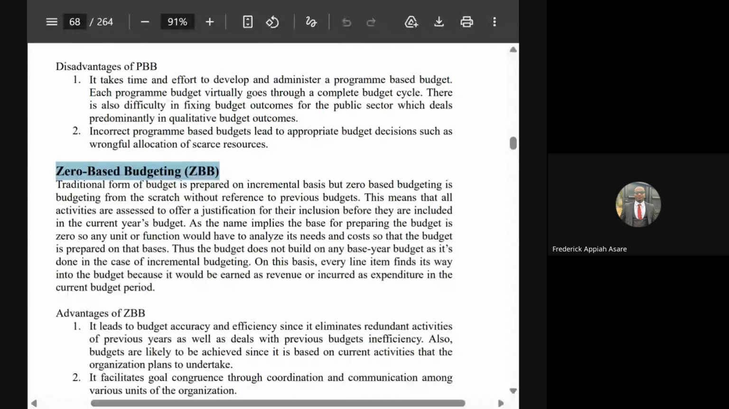So it's like I ask you to prepare a budget for me. You start from scratch. You take every item and you attribute funds to it. That is why it is zero-based. So it has no basis. This means that all activities are assessed to offer a justification for their inclusion before they are included in the current budget. So it's not that we are going to base on previous years.